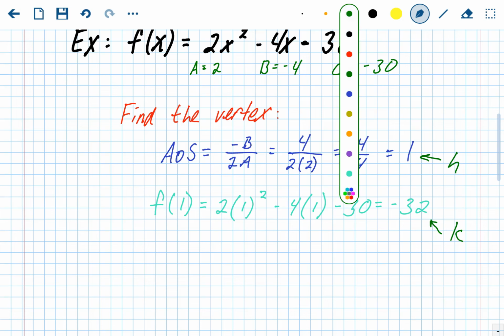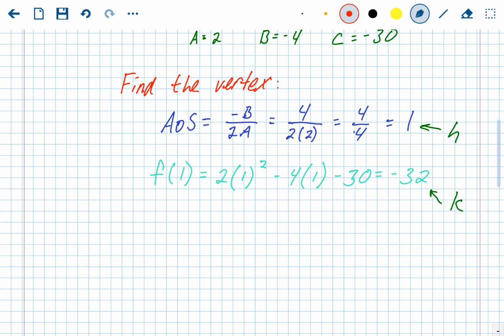The last step is to identify what a is. A we already did in the first step. You're not doing any extra work here. You're just identifying a. And like we already wrote out, a equals 2. So now you just put it all together. Write it in vertex form.